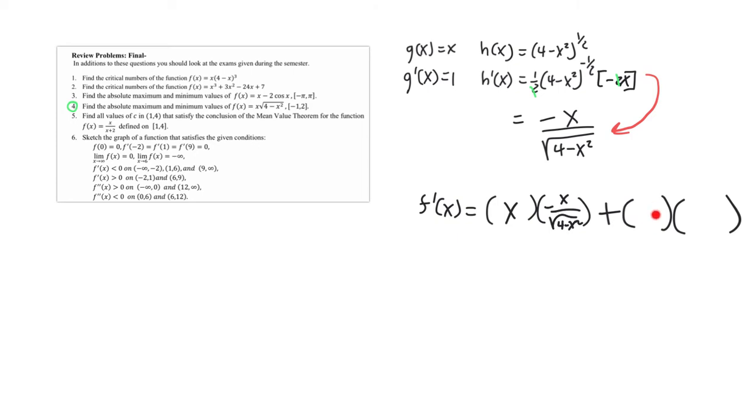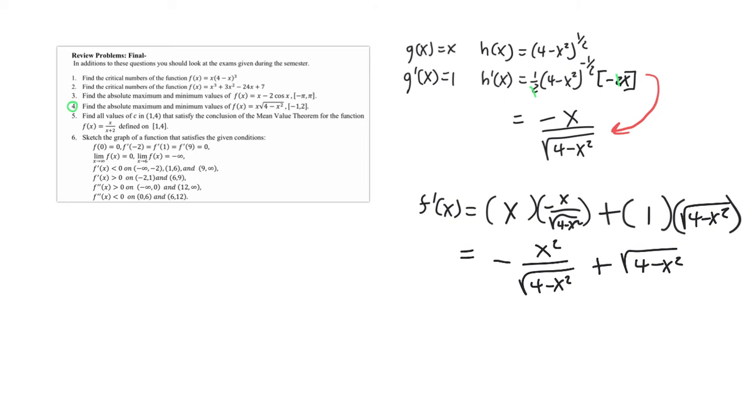And in this one, it's going to be the derivative of x, which is just 1, times the original situation here, which was radical 4 minus x squared. Radical 4 minus x squared. And simplifying a bit further, we would have negative x squared over radical 4 minus x squared plus radical 4 minus x squared.